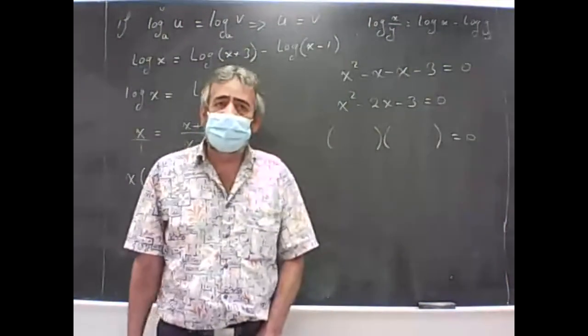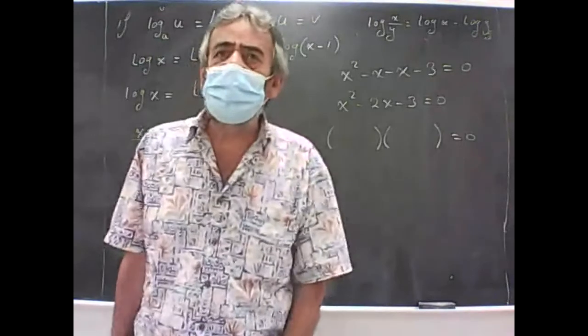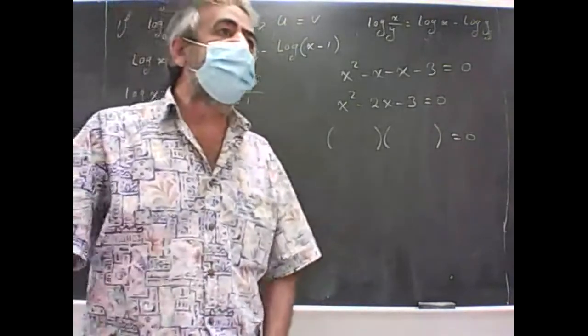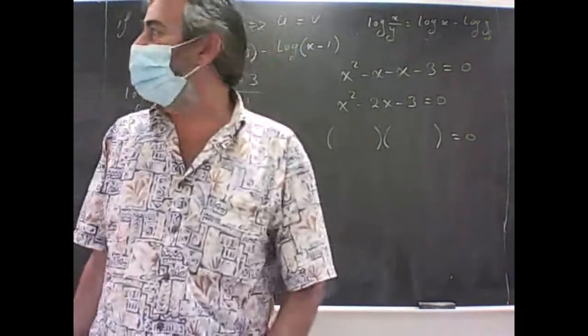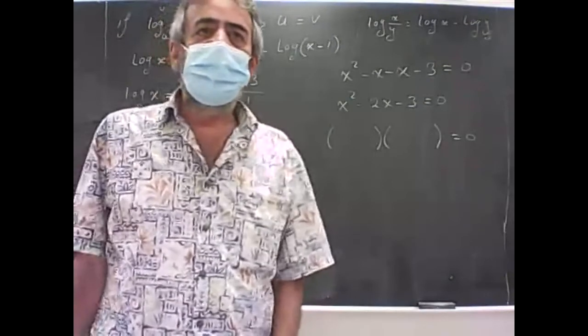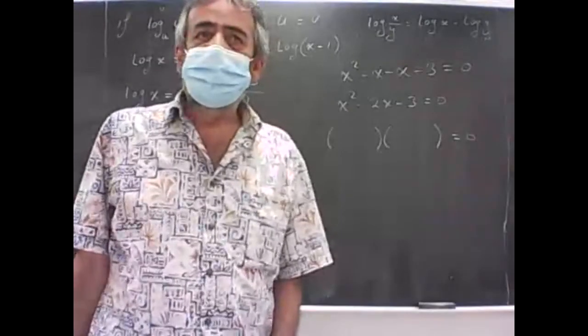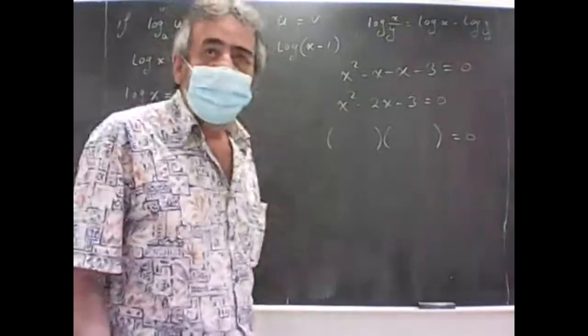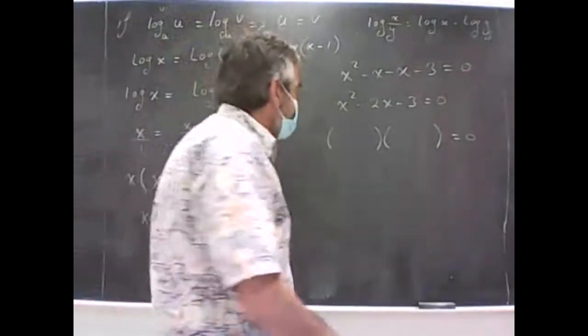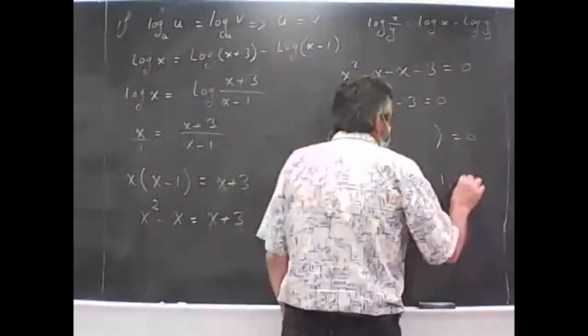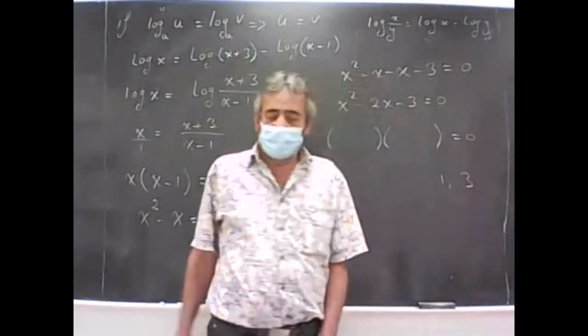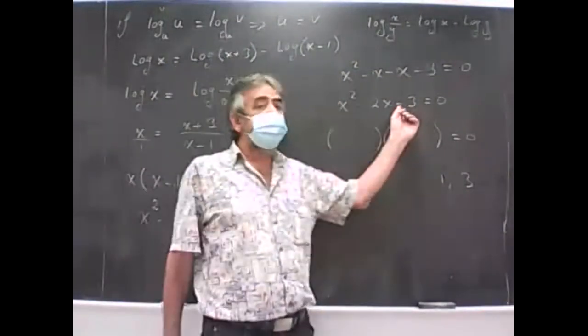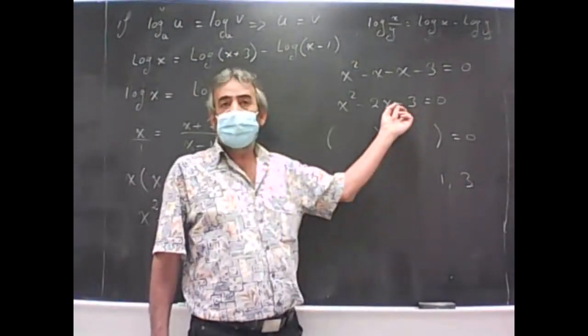Let's take it one step at a time. What two numbers can you multiply together to get 3? 1 and 3. Anything else? So we're going to start with 1 and 3. But the product is negative, correct?